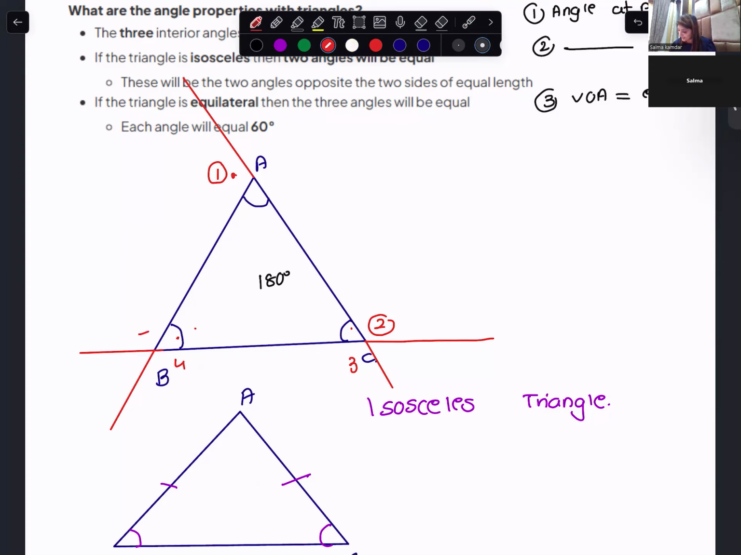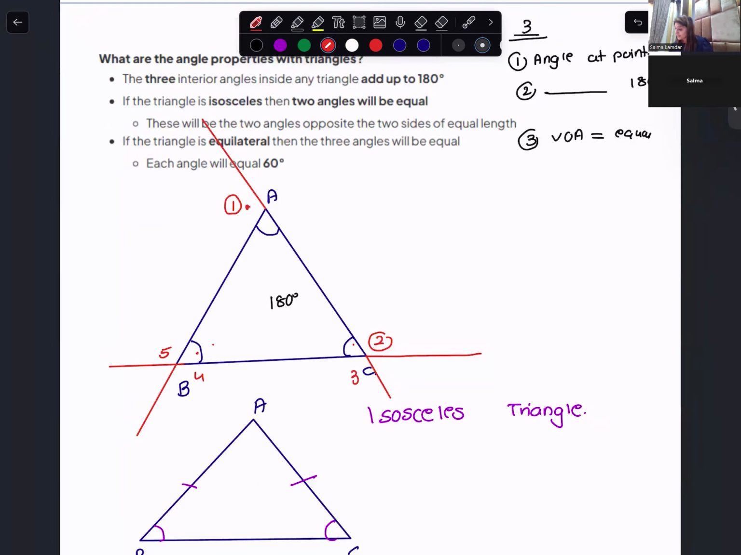This is exterior, number 5. So we have these exterior angles. You should understand the concept of exterior angles properly.